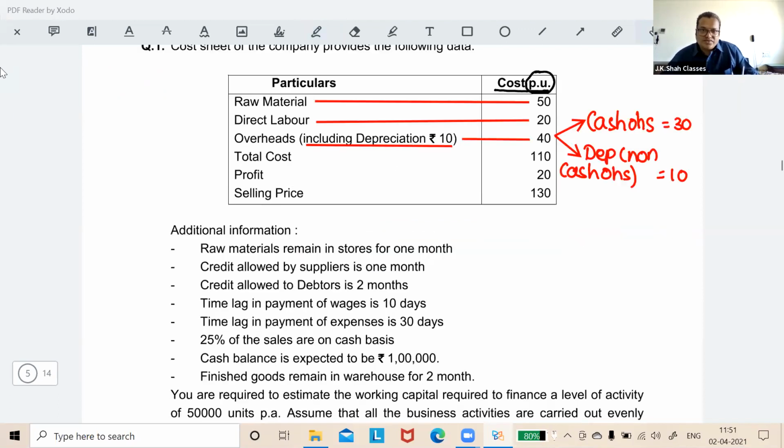Then the total cost is given, so profit and selling price. See, raw material remains in store for 1 month. Guys, management decision. I told you sometime back. Management has decided that raw material stock should be for 1 month, right? So when I estimate my current assets, I'm sure that we will have a stock of raw material for a duration of 1 month.